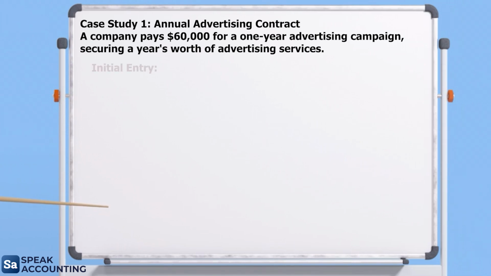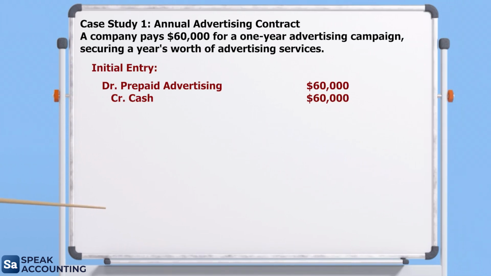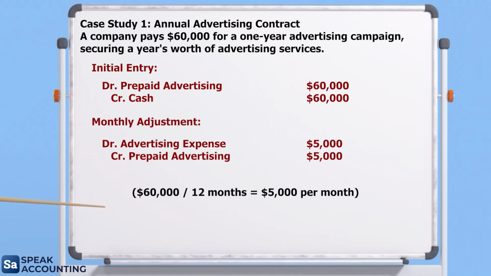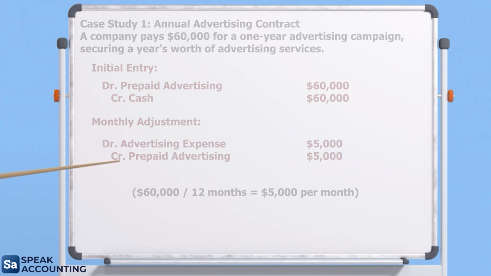Journal entries. Initial: debit prepaid advertising $60,000 represents the asset acquired, right to advertising services. Credit: cash $60,000 reflects the cash outflow for the payment. Monthly: debit advertising expense $5,000 recognizes the expense for 1 month's worth of advertising services, $60,000 / 12 months equals $5,000 per month. Credit: prepaid advertising $5,000 reduces the asset value by the amount of advertising services consumed during the month.